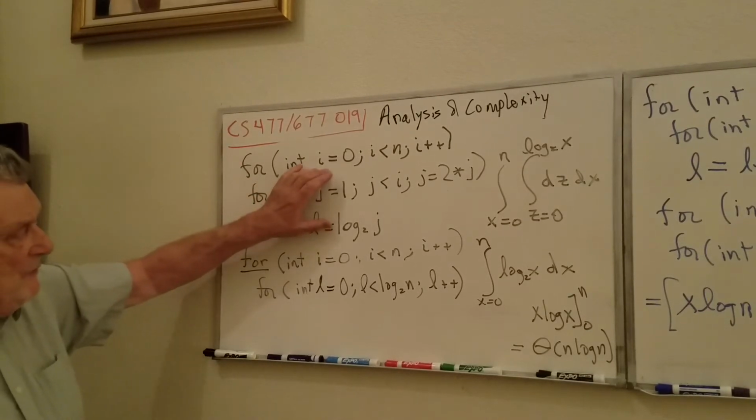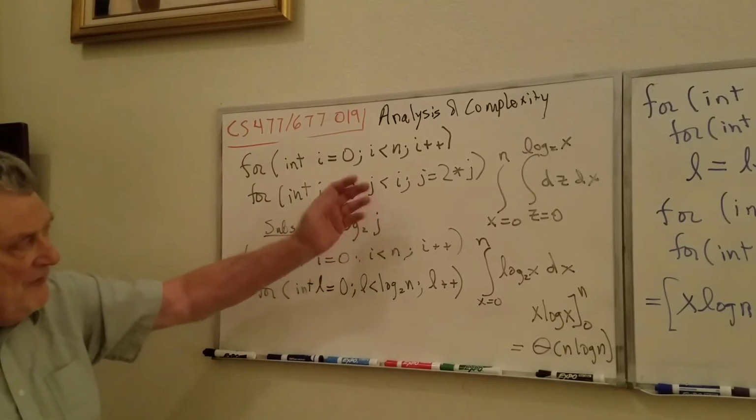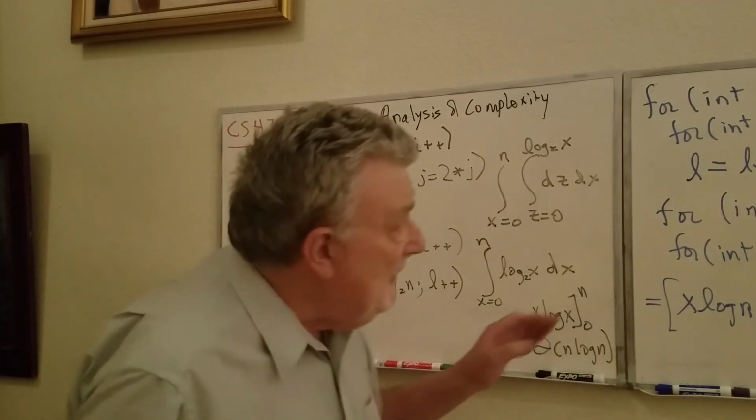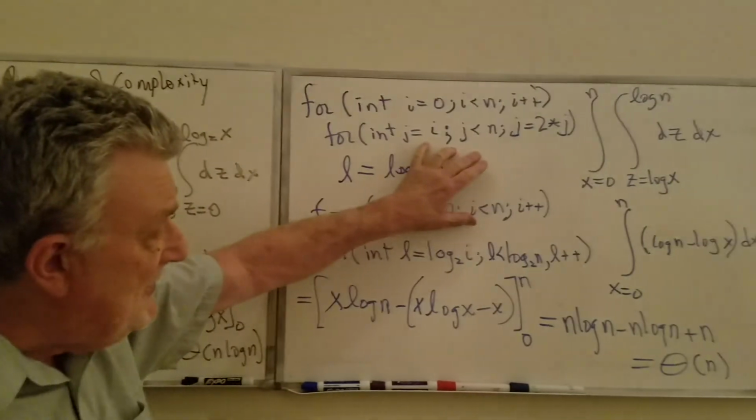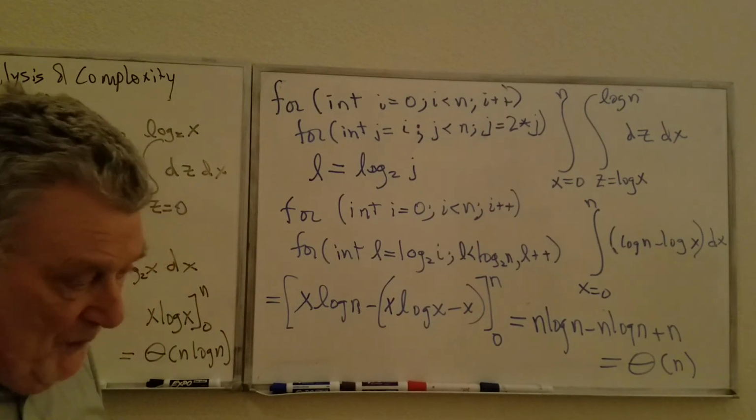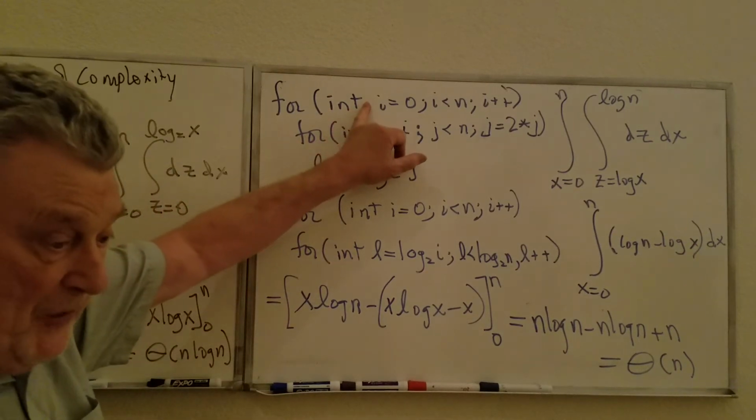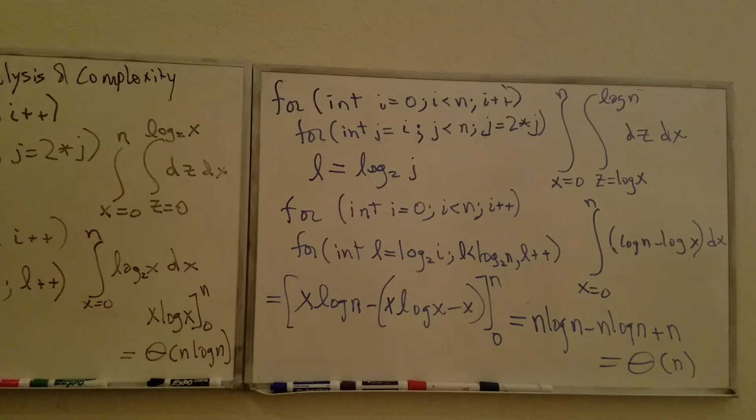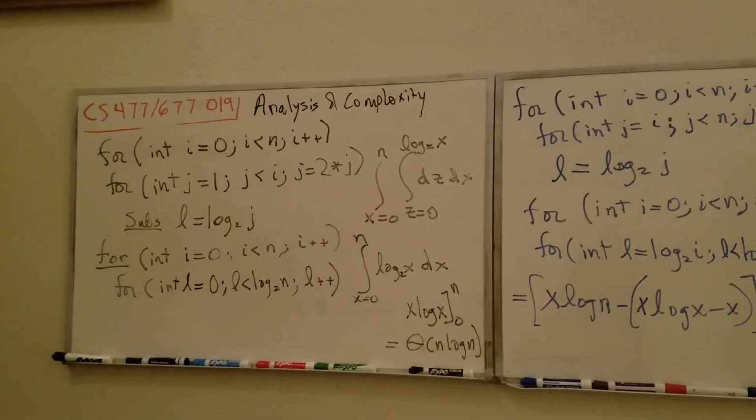We have i going from 0 to n, one at a time, and then j going from 1 to i, doubling every time. And then over here on the other side, we have i going from 0 to n, one at a time, and j going from i to n, doubling every time. These are similar looking, but they're different. And in both cases, you can say this is a linear time outer loop and a logarithmic time inner loop. That's true for both of these. So you could say both of them are O of n log n. But we want a theta answer.